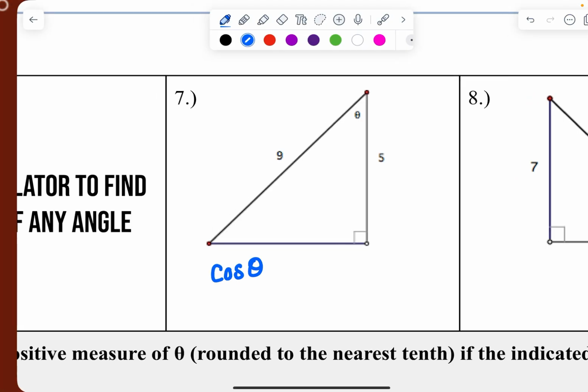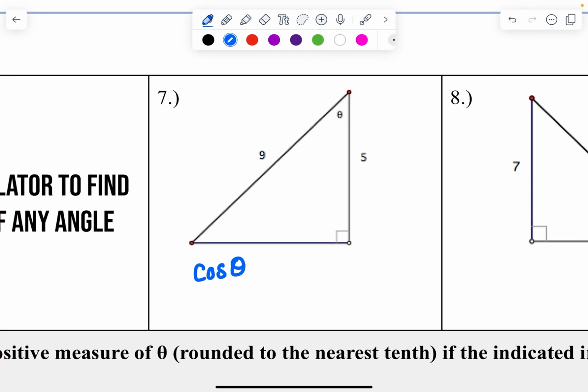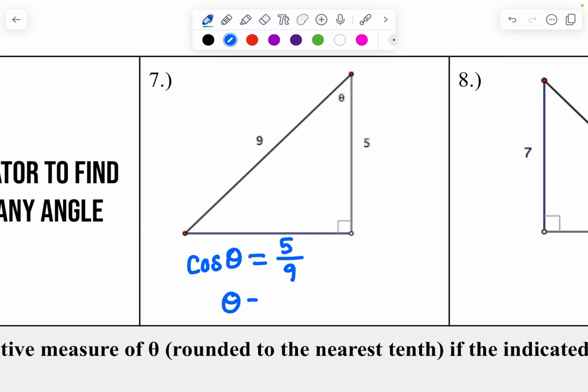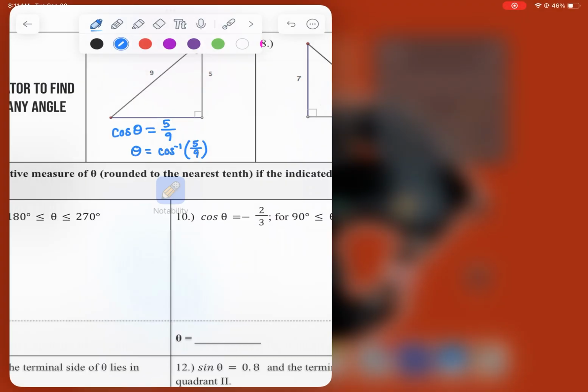So we know the cosine of theta equals adjacent over hypotenuse. And if we want to solve for the angle measure, we need to use the inverse cosine. Remember, the -1 is the symbolic representation of inverse. So we need to figure out what is the inverse cosine of 5/9. And so to do that, we're going to use our calculator.